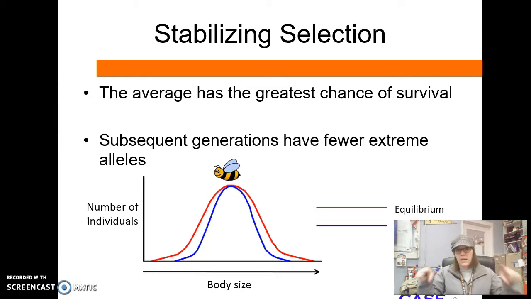It's like we took our red original equilibrium population of bees, but from one generation to the next, we're seeing fewer and fewer big bees and fewer little bees, and many, many more of those average bees. So if we saw that happening in the data as we observed generations of bees, then we would say that they were stabilizing in their evolution. So they are evolving, but they're evolving to be more and more average.